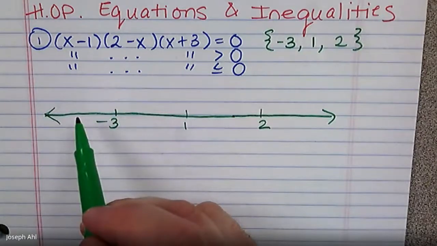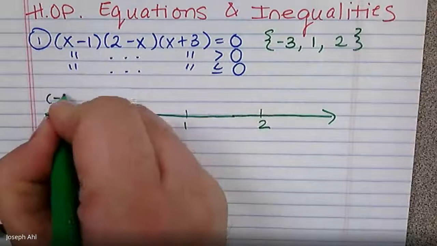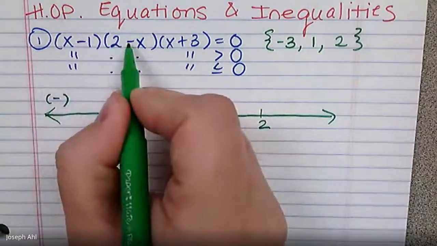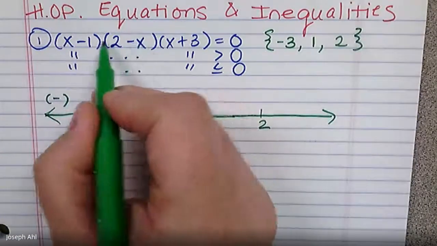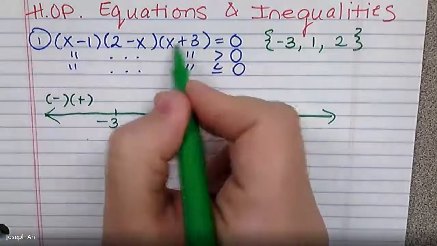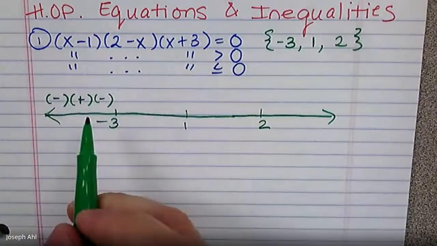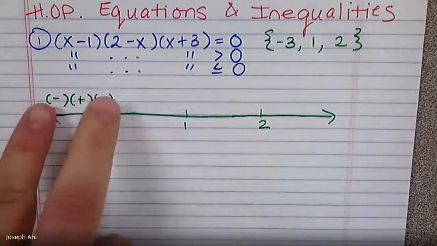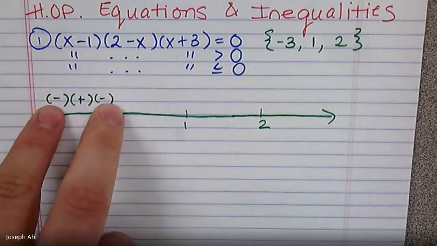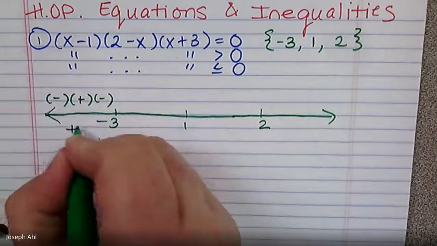So let's take a look at something like negative 4 to the left of negative 3. Negative 4 minus 1 is negative. 2 minus negative 4, be careful with that, but 2 minus negative 4 is a positive. And then negative 4 plus 3 is negative. So when I multiply these 3 things together, what type of number am I going to get? Well, negative times negative, if I do those 2, that's positive. And a positive times a positive all together is positive.